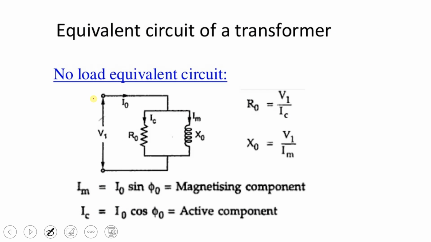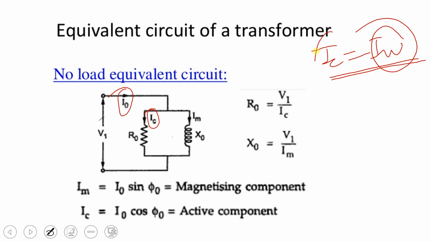Now coming to the next, equivalent circuit of a transformer. When we are talking about the no load equivalent circuit, as in the explanation I have told you that this I0 is divided into two components, IC or we can say Iw. Both are the same things. Iw is the working component, IC is the current due to core losses. So current I0 is divided into two parts, Iw and Im.